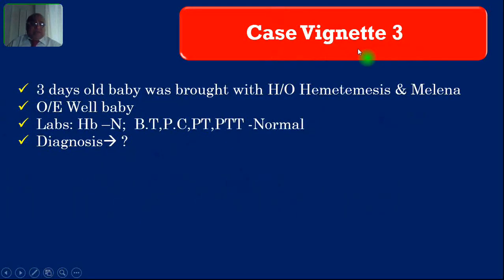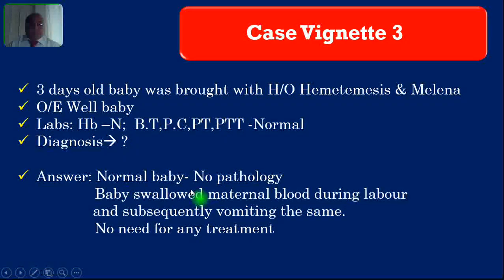So case vignette 3, this is a 3 days old baby was brought with history of hematemesis and melena. On examination, the baby is a well baby, no problem. So labs reveal all parameters are normal. So what is the diagnosis? So this is a normal baby, so there is no pathology actually. The baby swallowed the maternal blood during the labor and subsequently vomiting the same. So no need for any treatment.